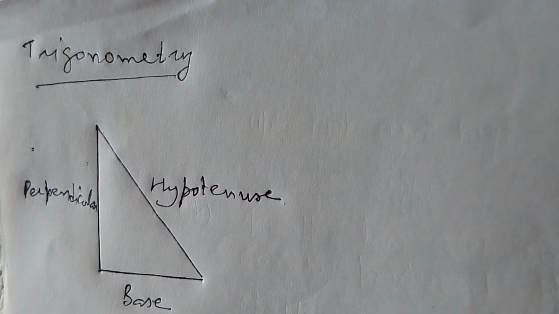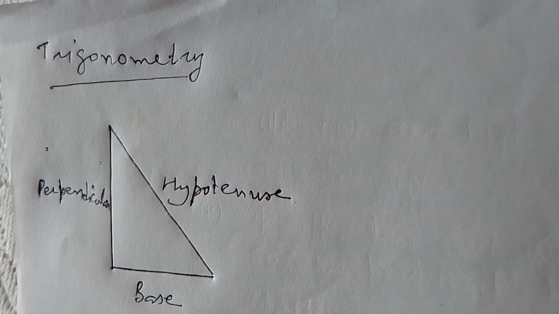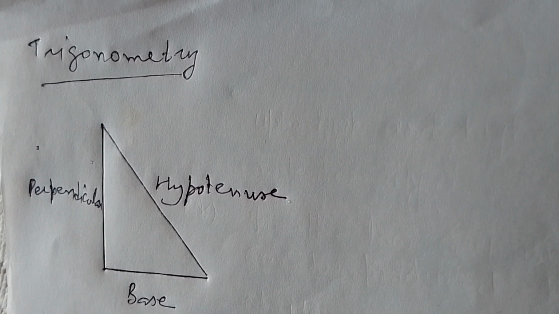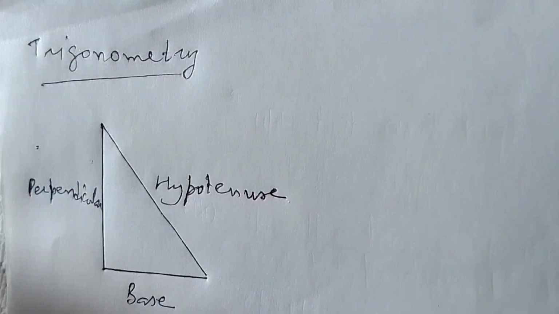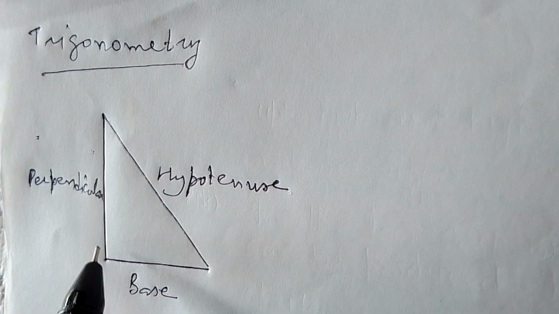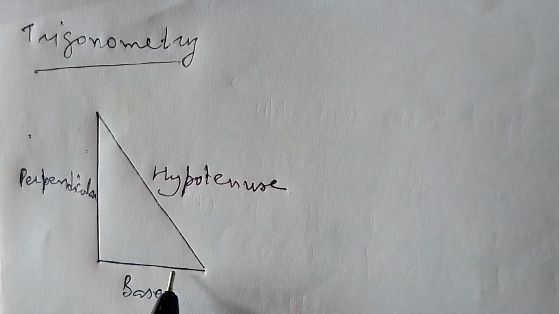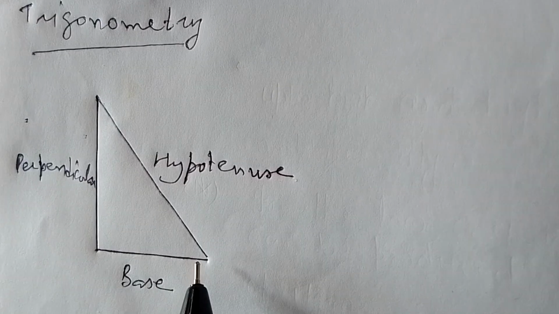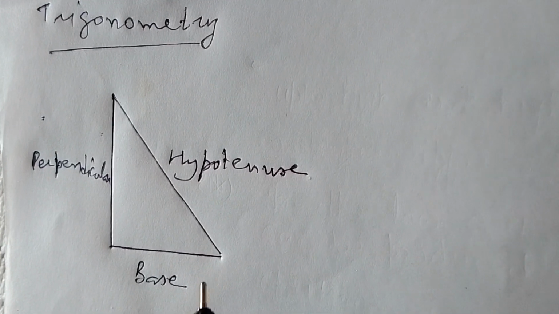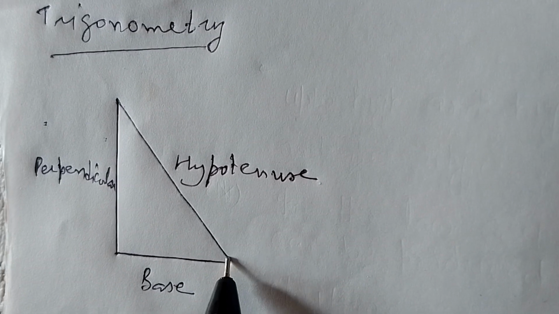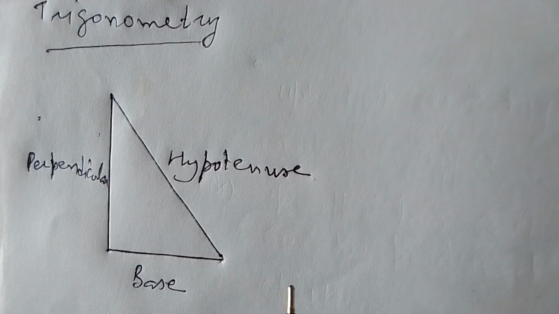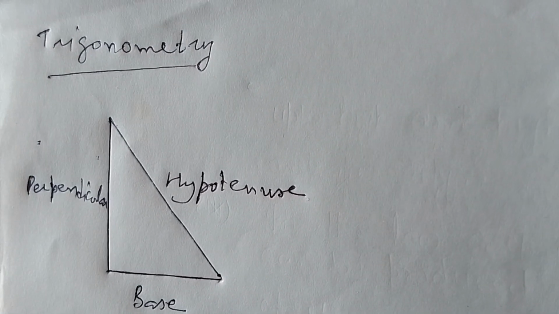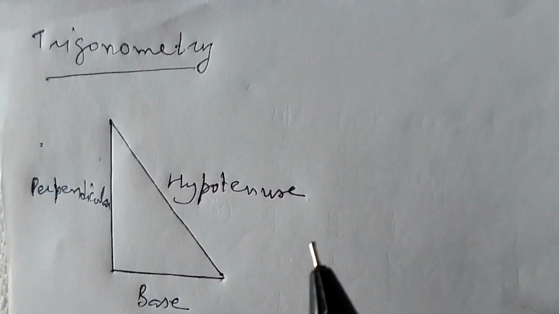Now we are going to start trigonometry. In trigonometry, we use a triangle. The vertical side is called perpendicular. The horizontal side is called base. The slanted side is called hypotenuse. From these three sides, we find all the t ratios, meaning trigonometrical ratios of trigonometry.